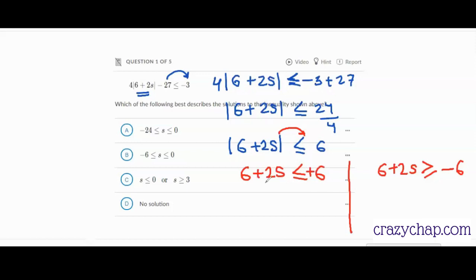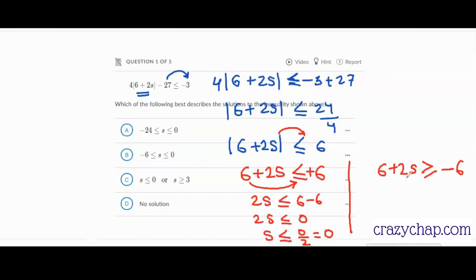This plus 6 I will bring this side. So we get 2s is less than or equal to 6 minus 6. So we get 2s is less than or equal to 0. This 2 will come in division. So 0 over 2 is basically 0. So basically we got s is less than or equal to 0.